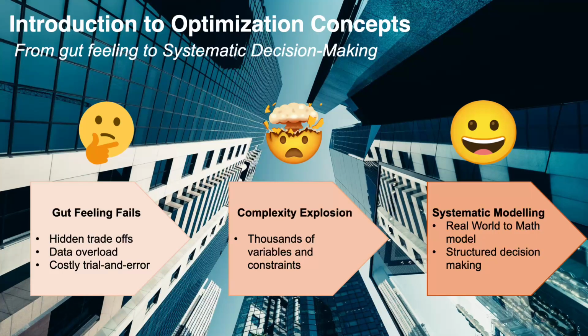This is where systematic modeling becomes our most important tool. Systematic modeling is the bridge that takes us from the messy, unpredictable real world into a structured mathematical model. By doing this, we move away from guessing and toward structured decision-making. We create a digital environment where we can test every possible scenario mathematically before we ever commit a single dollar or resource in the real world. It allows us to be proactive rather than reactive.